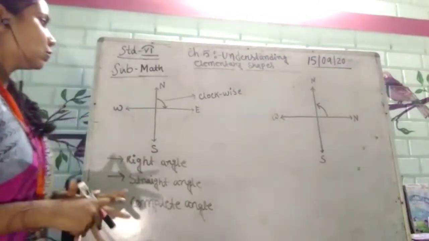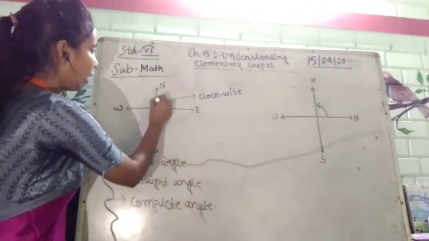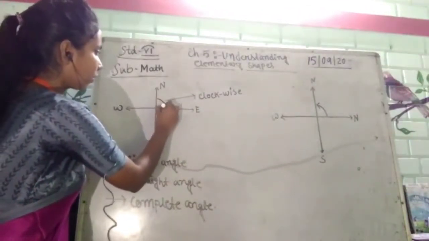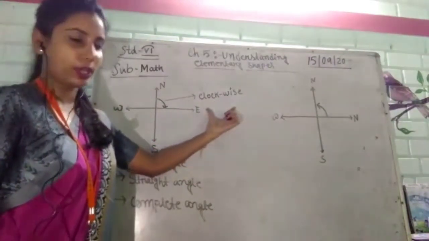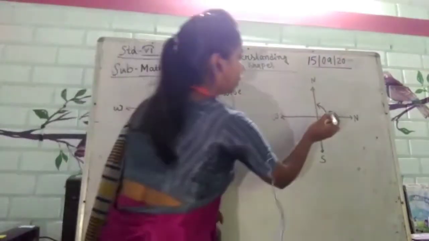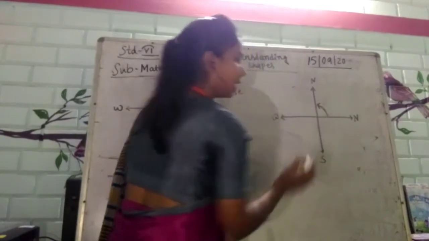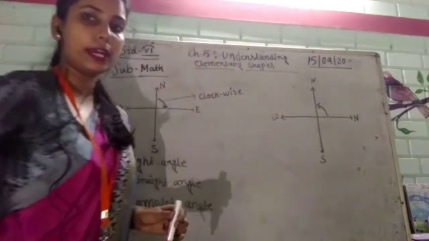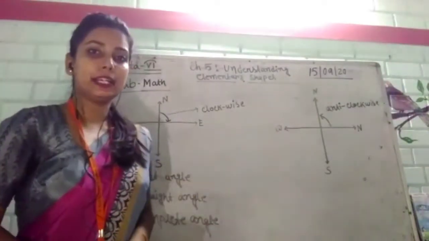Okay. So how does a clock go round? If a clock goes round this way, we call this way clockwise. Okay, so this is clockwise, and if the clock goes round this way, we call this anti-clockwise. So this side we call anti-clockwise.